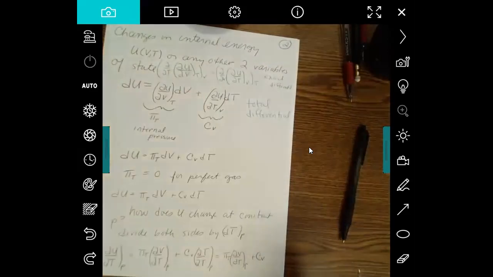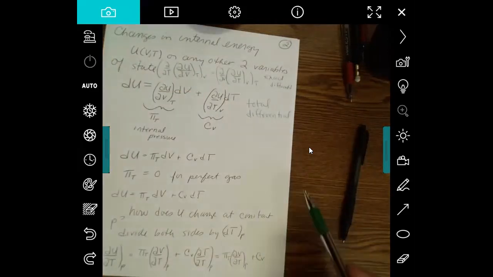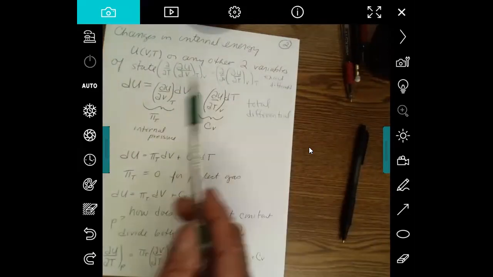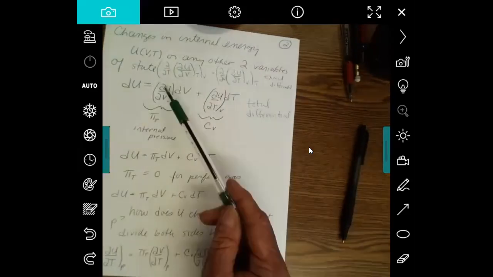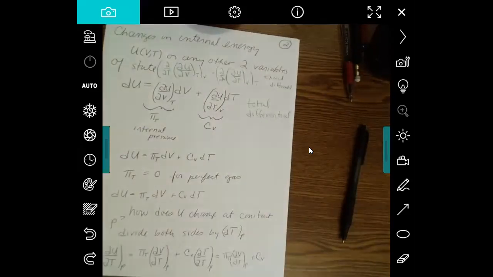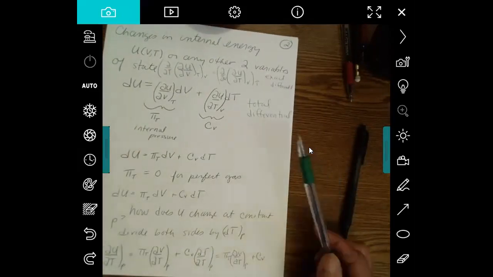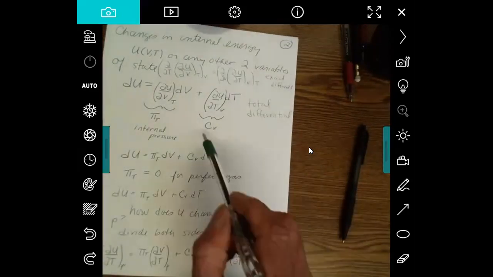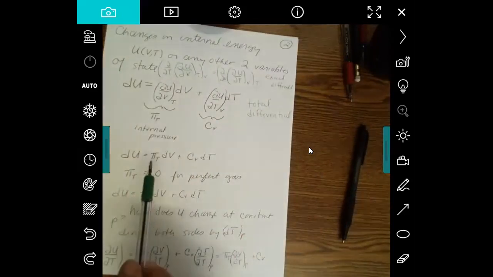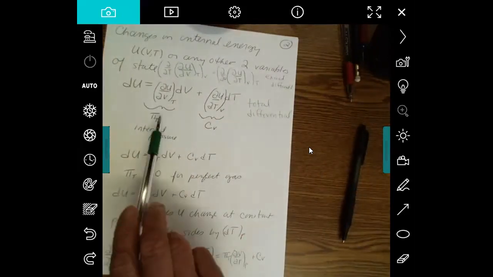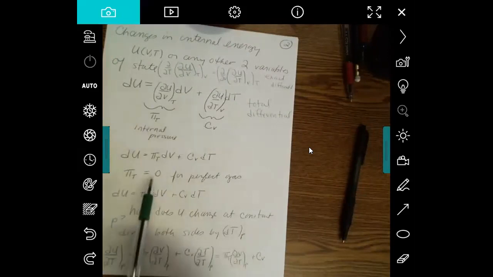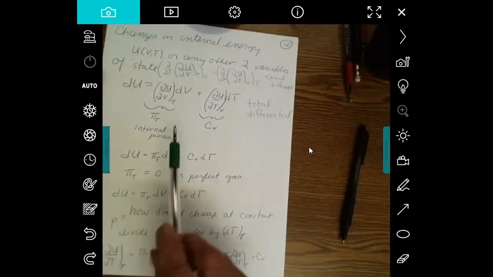The total change in internal energy. And if internal energy is a state function, then it will have an exact differential, where if I look at these two derivatives, they'll be related to each other when I take the second derivative. So after we set up this total differential, and I put in my definitions for those two partial derivatives, it looks like this. The internal pressure is equal to 0 for a perfect gas.